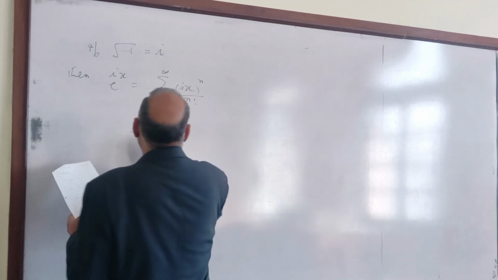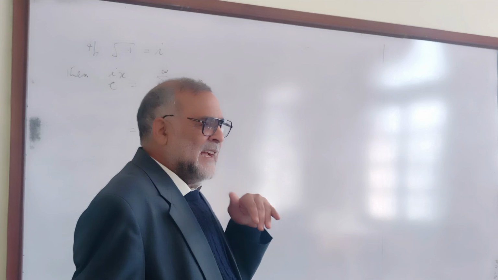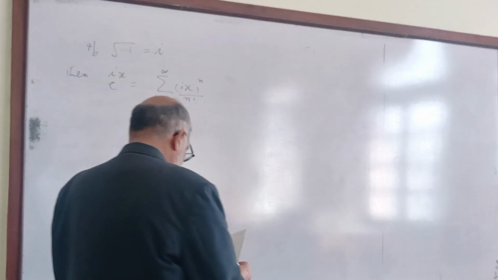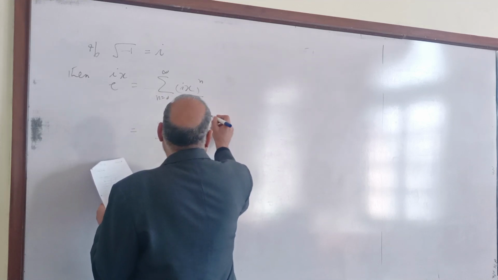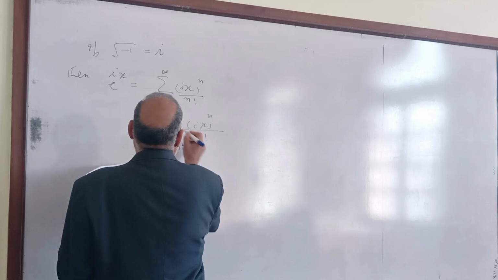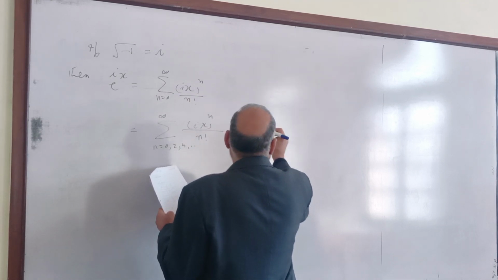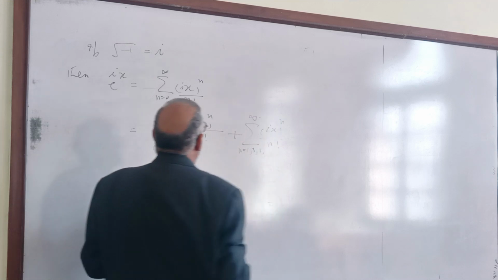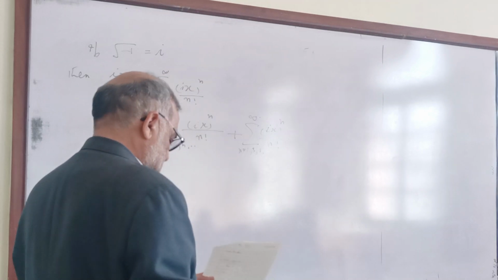I can write this further. This is a series, and I can split it into odd numbers and even numbers, so there will be two lines. The first is the sum of ix to the power n over n factorial, for even n equal to 0, 2, 4 to infinity, plus the sum of ix to the power n over n factorial, where n is equal to 1, 3, 5. So I split one series into two.